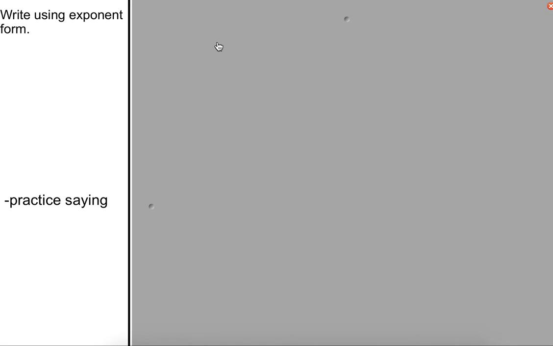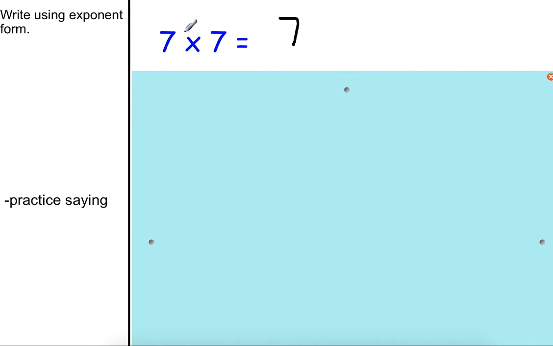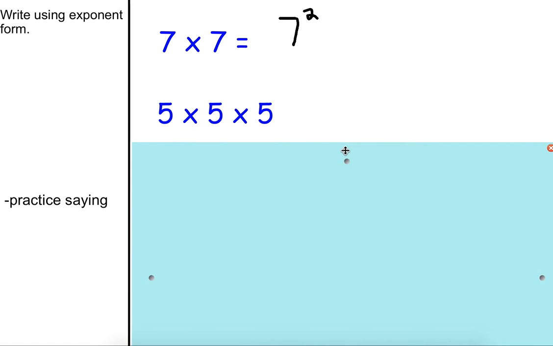So let's write some using an exponent form. So we have 7 times 7. We know 7 times 7 is 49, but I want it as an exponent form. So the base would be 7. The exponent would be, well, there's 1, 2, 7 to the second power. You try this one. 5 times 5 times 5. Well, 5 is my base, and I have 1, 2, 3, so it's to the third power. Again, this is not 7 times 2, which is 14. It's 7 times 7.